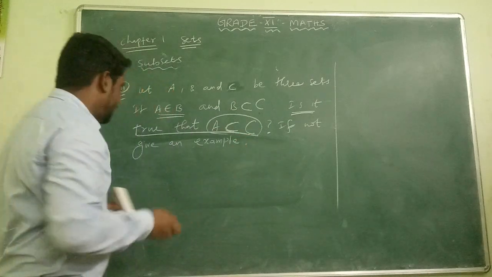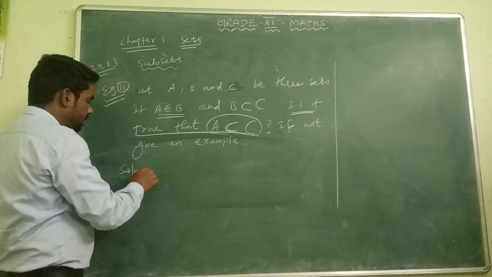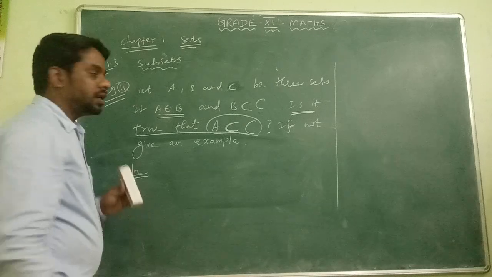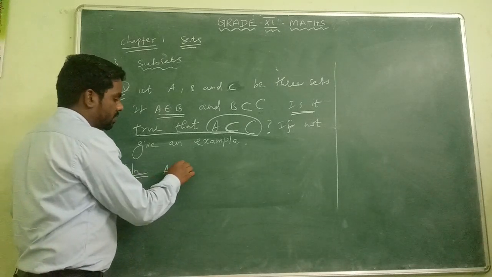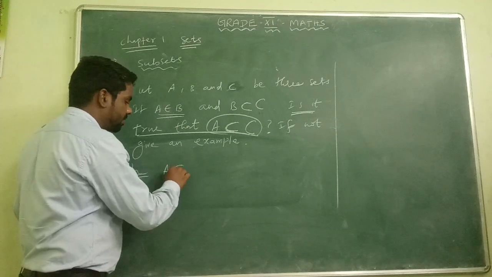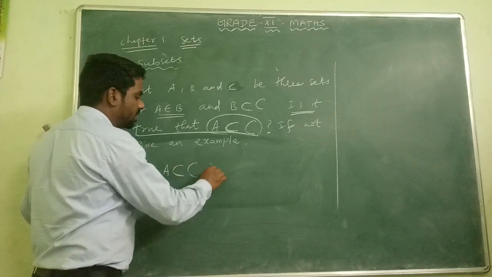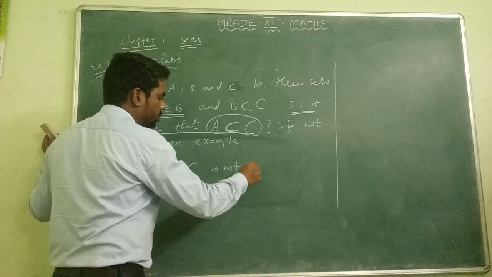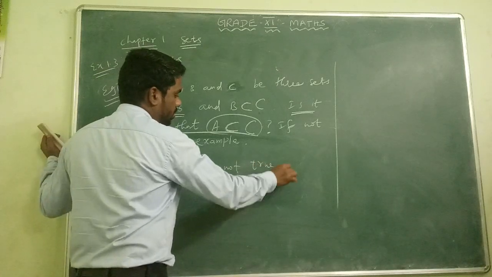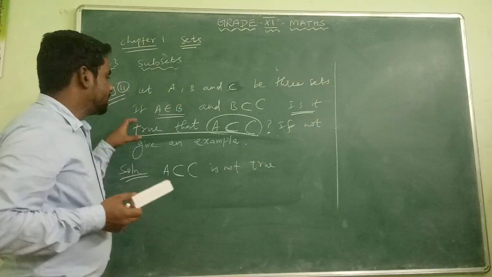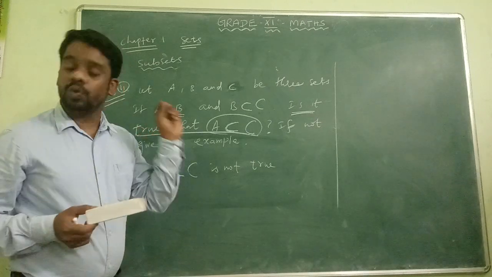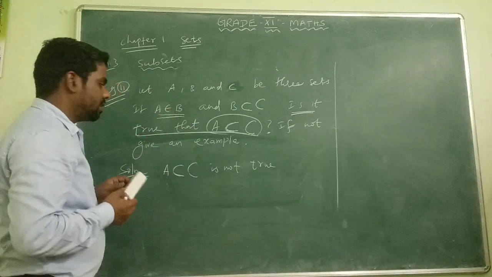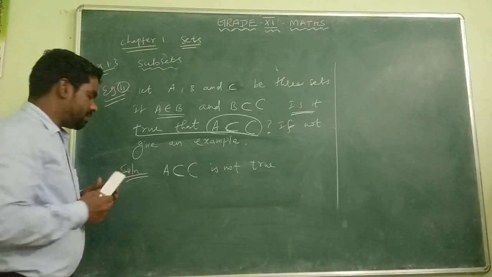Right. Listen. Solution. It is not true. A subset of C is not true. That means the given statement, is it true that A is a subset of C? Answer no. Okay, right. Why, sir? A given example.